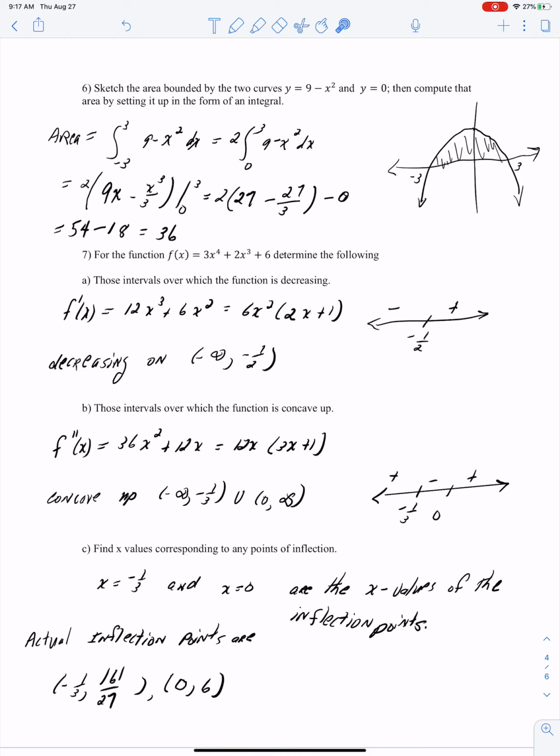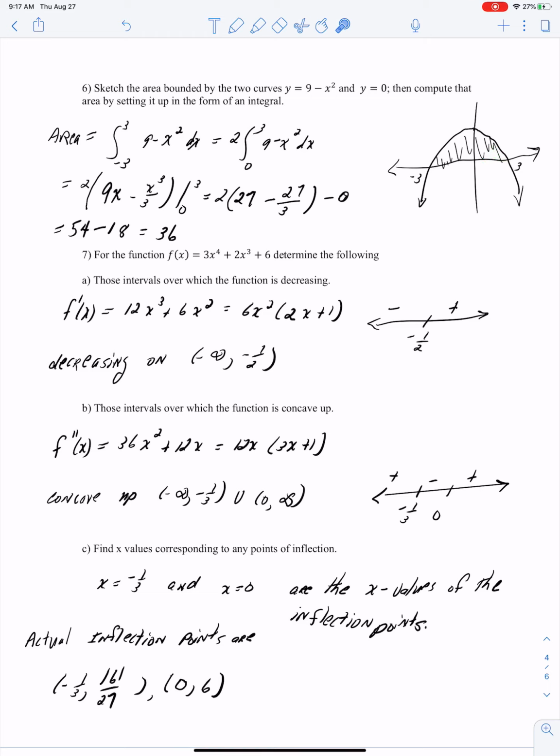Well, you should recognize 9 minus x squared as a parabola headed down. Vertex occurs at (0, 9), and it intersects the x-axis at minus 3 and 3. All right, so a rough sketch looks like that, not necessarily drawn to scale because this vertex is a little higher. All right, so the area bounded between the two curves, I really want this area right in here.